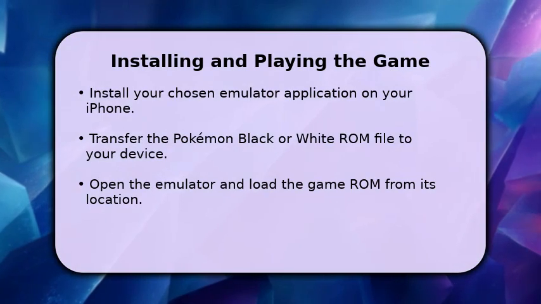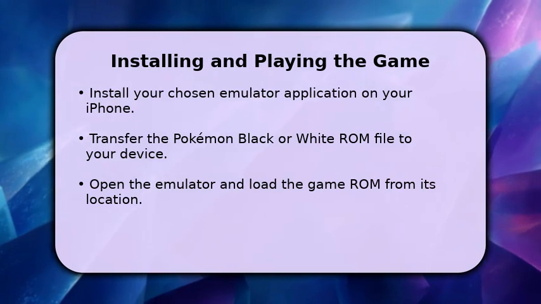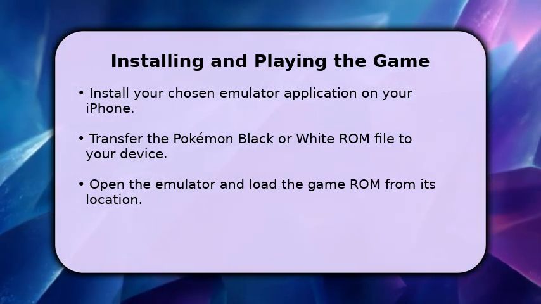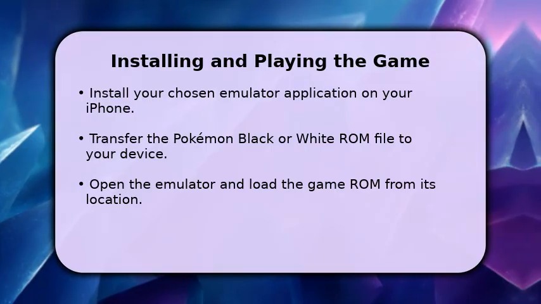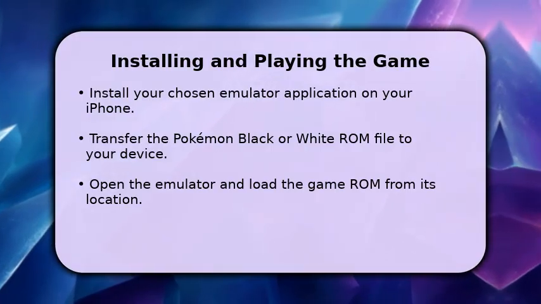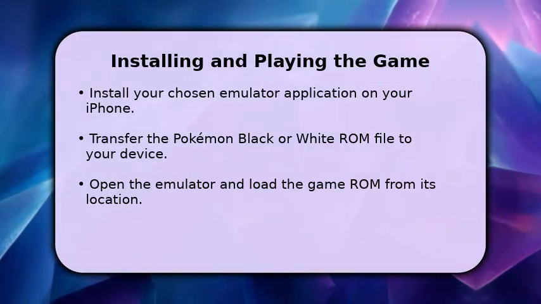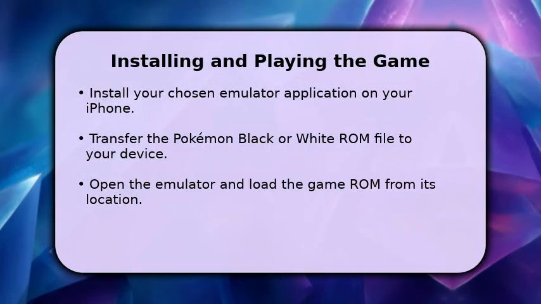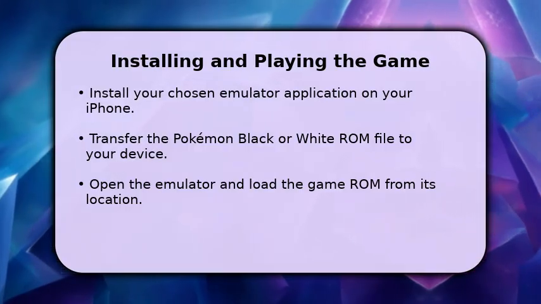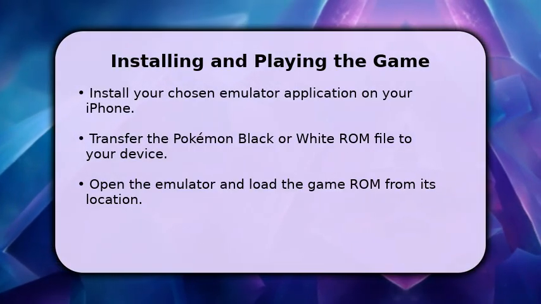Now for the exciting part, getting everything set up and playing. First, install your selected emulator application onto your iPhone. Once that's done, you'll need to transfer the Pokémon Black or White ROM file to your device. This can often be done through cloud services or direct file transfer.